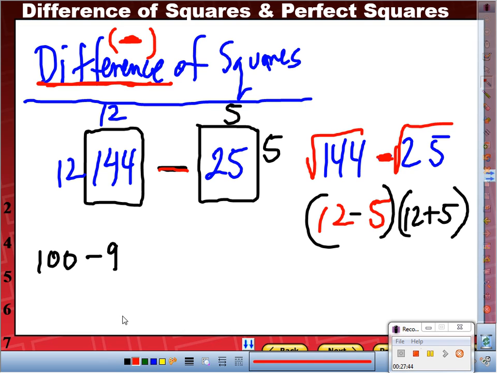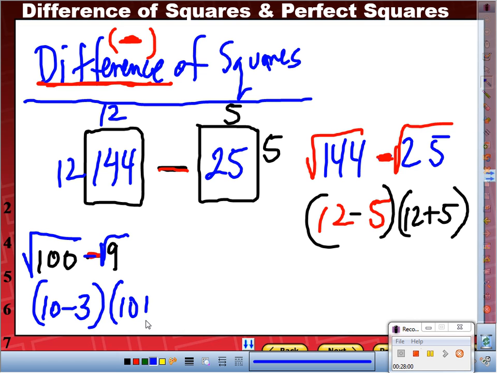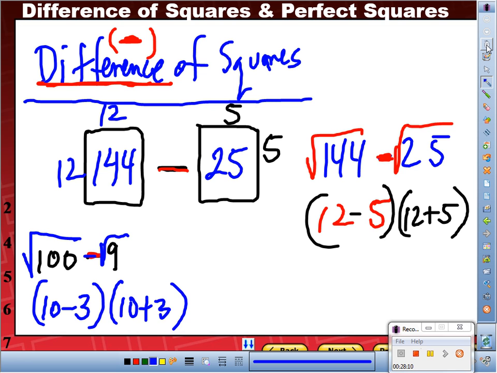So let's see. First of all, is it a difference? Yes. Is it two terms? Yes. If we didn't know if it was a perfect square, what would we do? Square root of the first? 10. Square root of the last? 3. So if it has a minus here, then our factors are 10 minus 3 times 10 plus 3. That's what we call difference of squares. So now that we did it with numbers, let's do it with algebra.